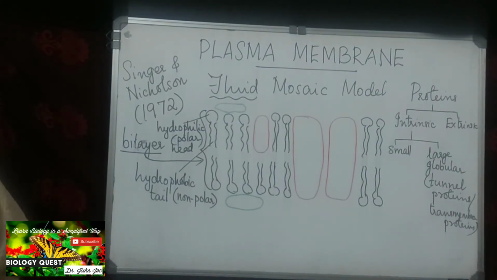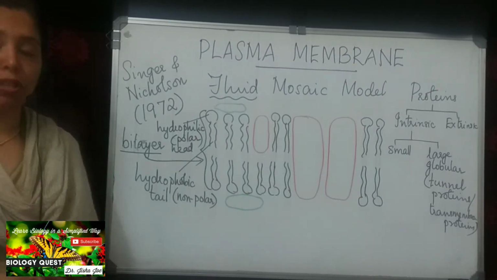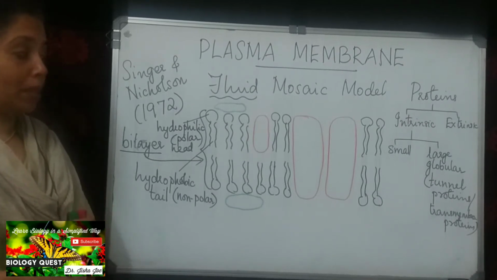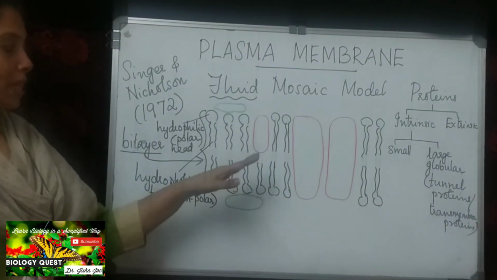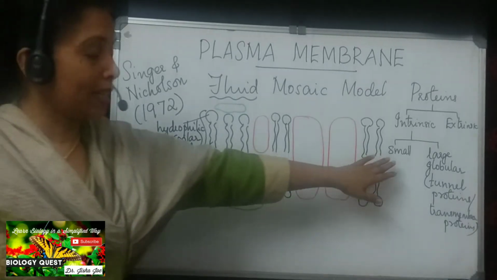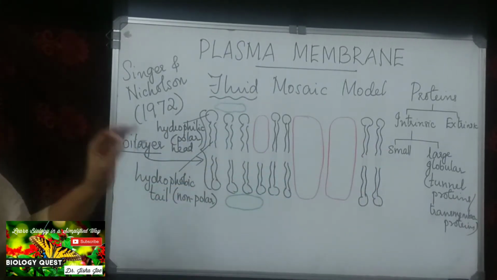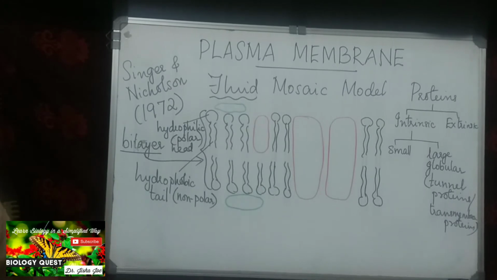Another constituent of the plasma membrane we have seen is the oligosaccharides. Before that, I forgot to tell about this function: the small integral proteins give stability to the phospholipid bilayer.